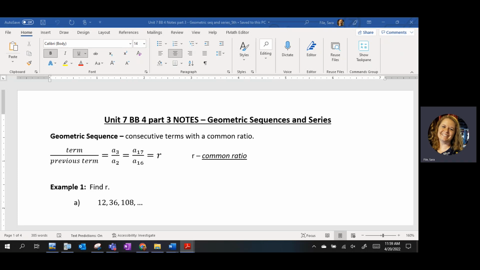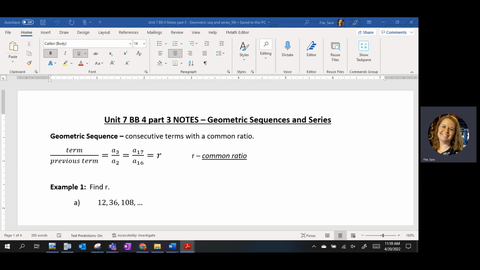So yesterday, or the past 2 days really, in part 2, we focused on arithmetic sequences and series. That was when we were adding or subtracting a number continually to get to the next term in the sequence. Okay, that number was called the common difference. Okay, we subtracted consecutive terms to find it.